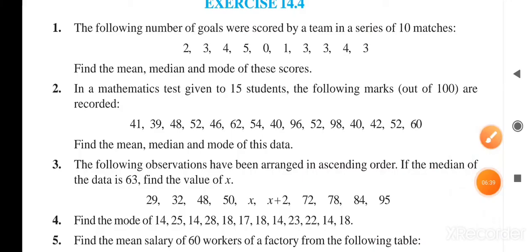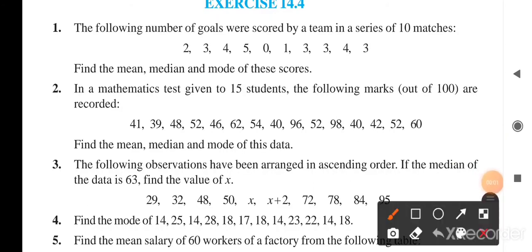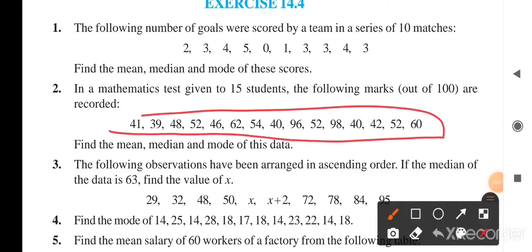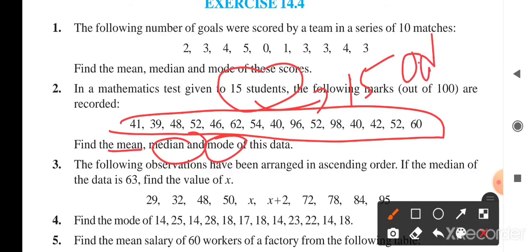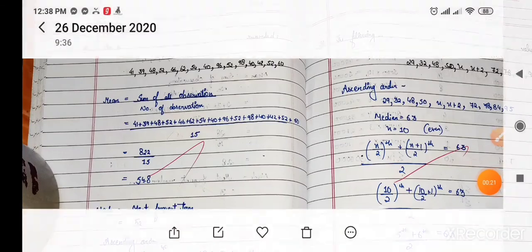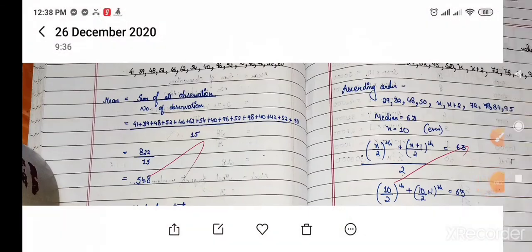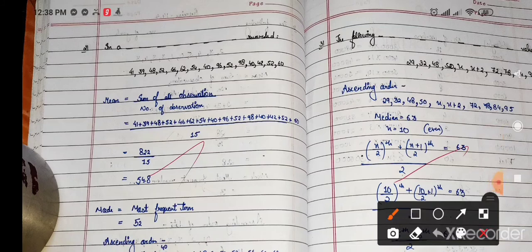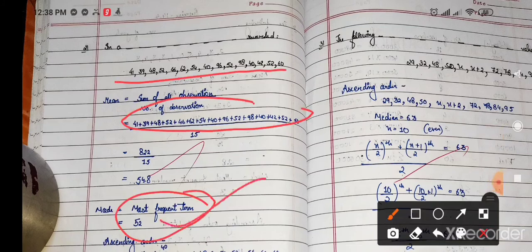Moving to the next question. In the next question also, you can see that this is the data and we have to find the mean, mode and median. Mean means sum of observations upon number of observations, and mode is the most frequent term. For the median, you should know the number of terms. There are 15 terms, which is odd. For the mean you will add all the numbers and divide by 15, and the mode is 52, which is coming most times.